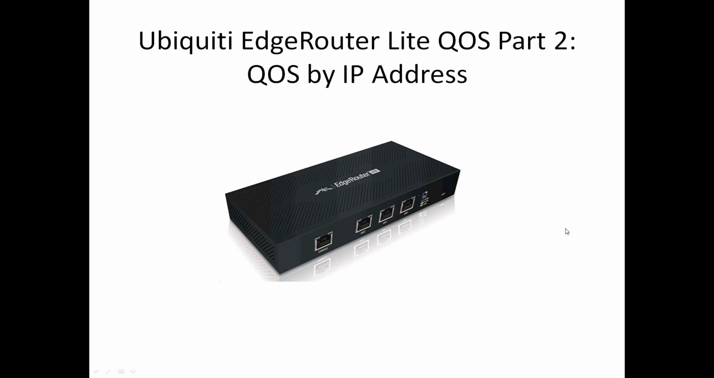Okay, welcome to my second quick video on the EdgeRouter Lite's QoS features. So in this video I'm going to cover QoS by IP address, and I'm going to do that under a few different scenarios. There are a number of reasons you might want to do QoS by IP versus using a waitlist based on ports or protocols. This can range from reserving a certain amount of bandwidth to a particular machine on your network, like a server you have.